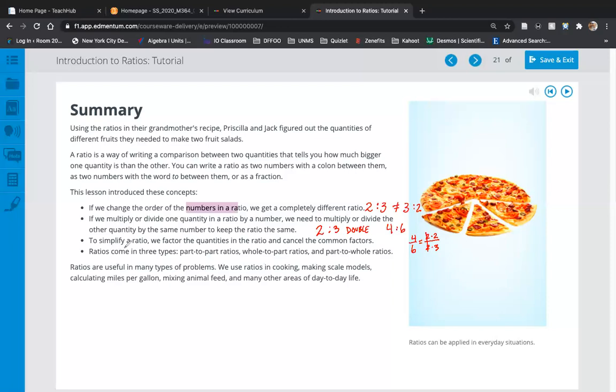The last one is you have 3 types, right? Mainly 2 types. Most of the time in math, we're gonna end up using part to whole ratios. We really rarely use whole to part ratios when you get to higher level math classes. It's almost always gonna be a part to whole or a part to part. Just realize that whole to part is just a part to whole in reverse.